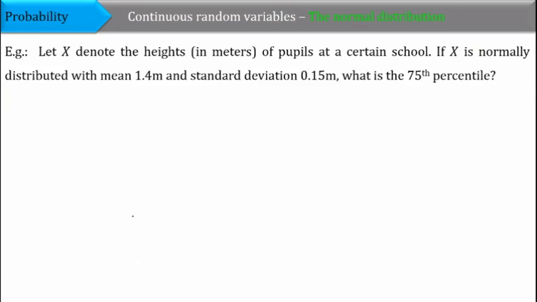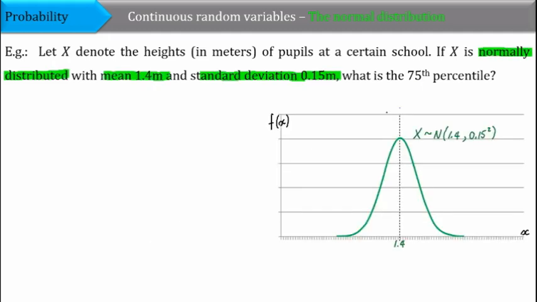Now the next example looks at how to find a percentile. So again, we're still with the heights in meters of the pupils at a certain school. It's still normally distributed, it still has a mean of 1.4 meters, and it still has a standard deviation of 0.15 meters. In this case, we're looking at what is the 75th percentile. If we take the information that's available, normally distributed, the mean, the standard deviation, and we plot it, we see that it still is the same normal curve that we're working with. In this case, we want to find the 75th percentile.